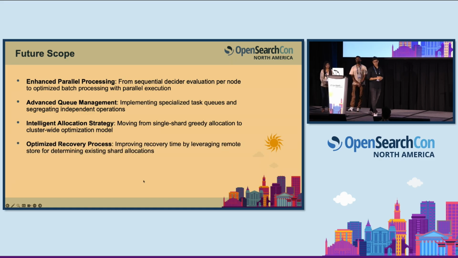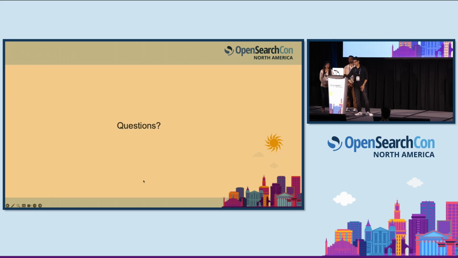And another one is an optimized recovery process. So with remote store, when there is a full cluster breakdown and you have a lot of unassigned shards, we can already have an idea which shard was allocated on which node. Probably that can be used to optimize the recovery process in general, instead of going through the decider chain that we had, which was even optimized but still complicated. So that was our future scope.